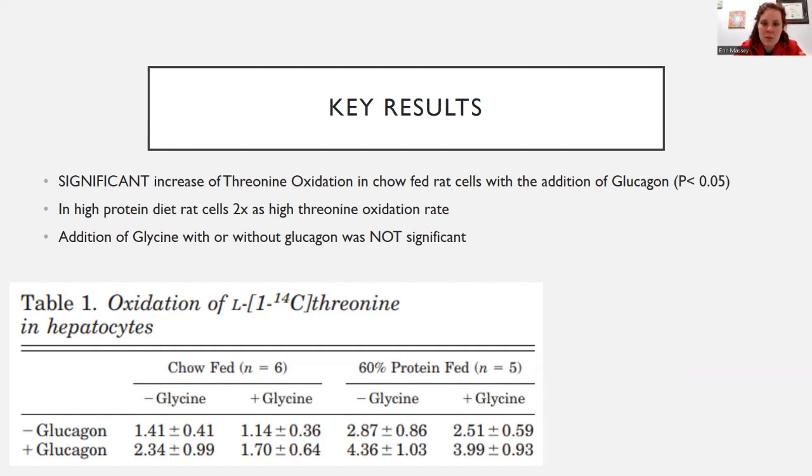And then they wanted to measure glycine, also with glucagon. So when they added glycine to the tube, with or without glucagon, it didn't matter. It wasn't a significant measure. So that did not matter. The addition of glycine made no significant difference on oxidation levels.